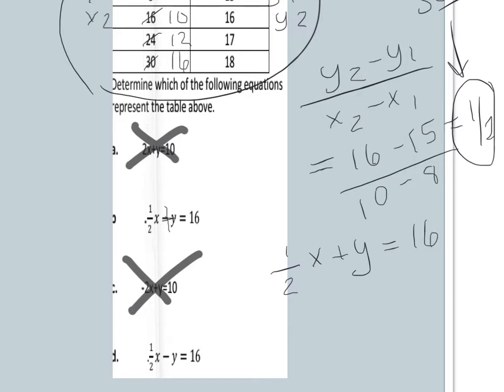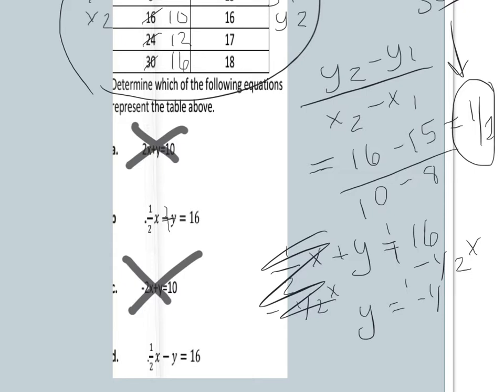Okay, so now we want to get y by itself, so we're going to make our wall. And that's a positive 1/2, so you're going to subtract 1/2 x from both sides. You need to write this on your paper. So when we do this, this cancels out, and now we get y equals negative 1/2 x plus 16. Well, this is a negative slope. I don't want a negative slope, so it's not going to be B. Now let's just double check that C works.